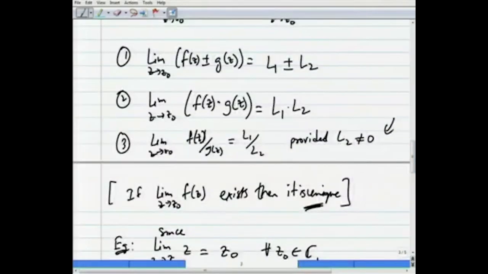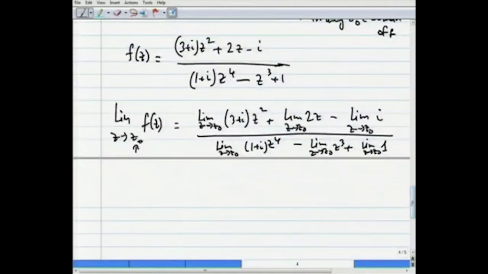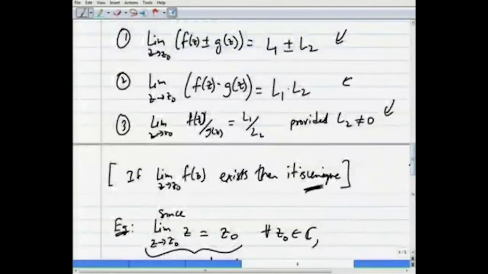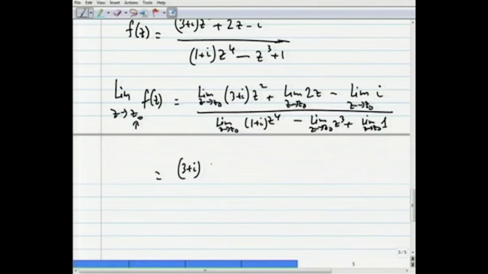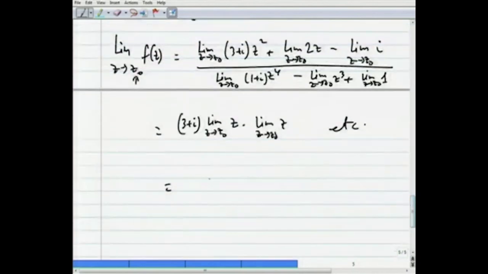So you can use rule 3 to distribute the limit to the numerator and denominator, and then use rule 1 to distribute it over addition. Then you can use the rule for multiplication to further distribute these limits, and say that this is 3 plus I times the limit of z times the limit of z, etcetera. I will not write the whole thing. Ultimately you are going to get f of z naught, because each of these is z naught, etcetera.